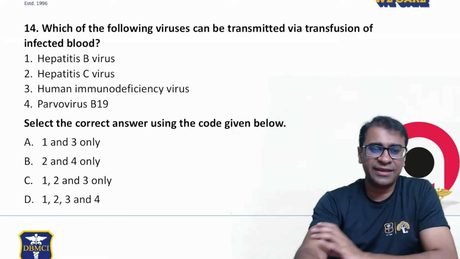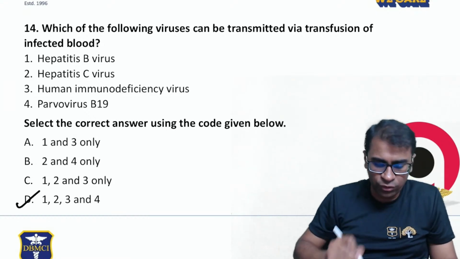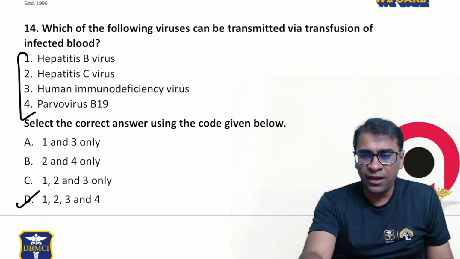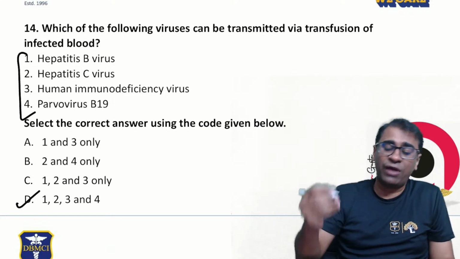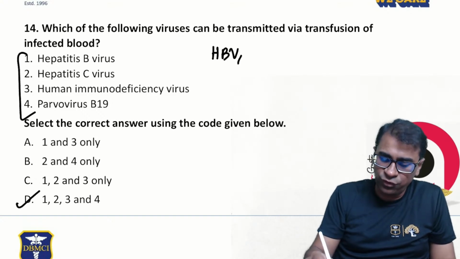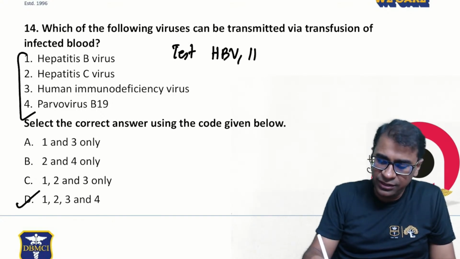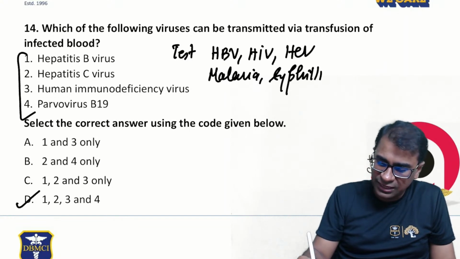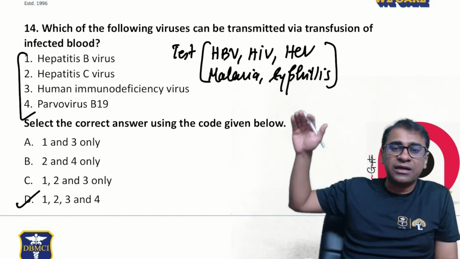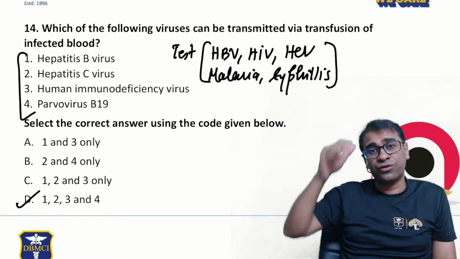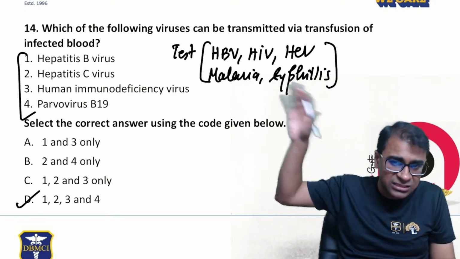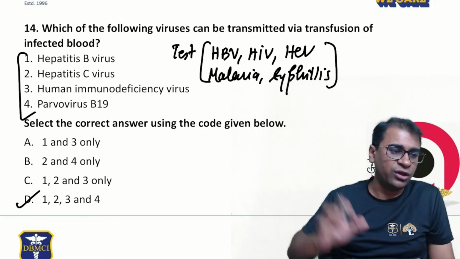Yes, in this case, it is all of these 4. 1, 2, 3, and 4. All of them can be transmitted as transfusion transmitted infections. Remember one thing, there are 5 infections which we often test for: HBV, HIV, HCV, malaria, and syphilis. Even though parvo B19 can also get transmitted, even HTLV-1 can also get transmitted, these are the 5 tests we often do, but the answer is surely all of them here.